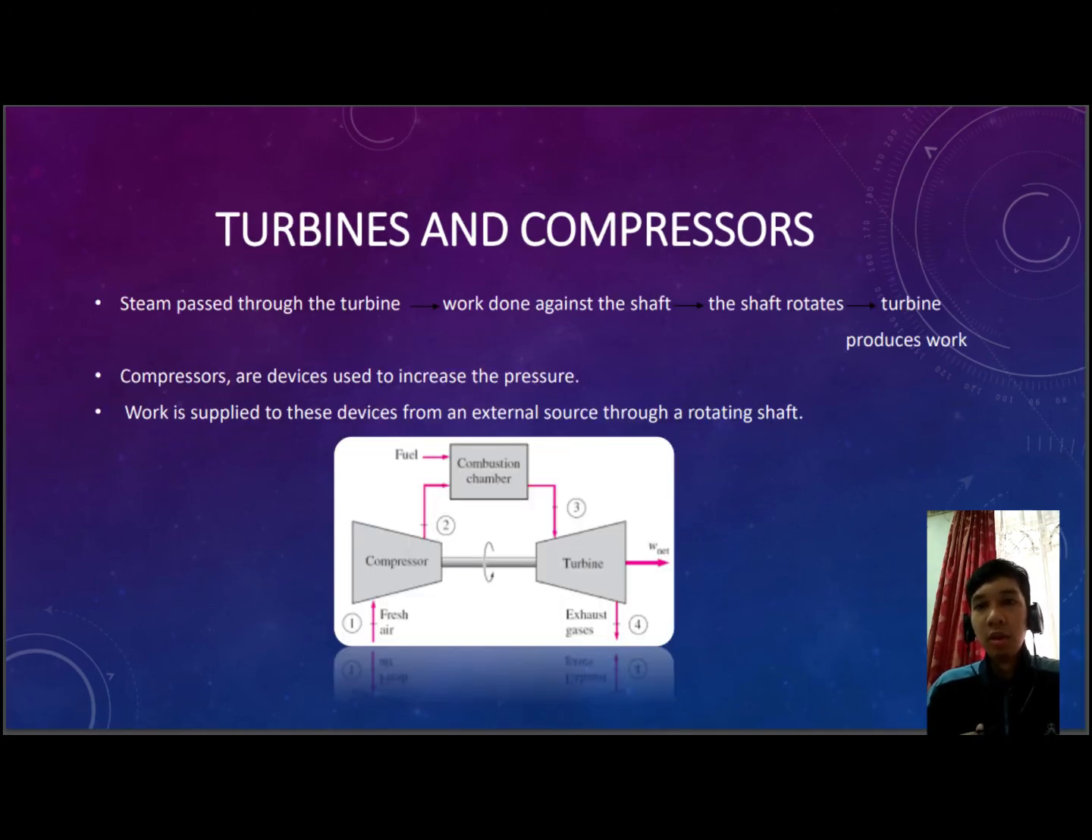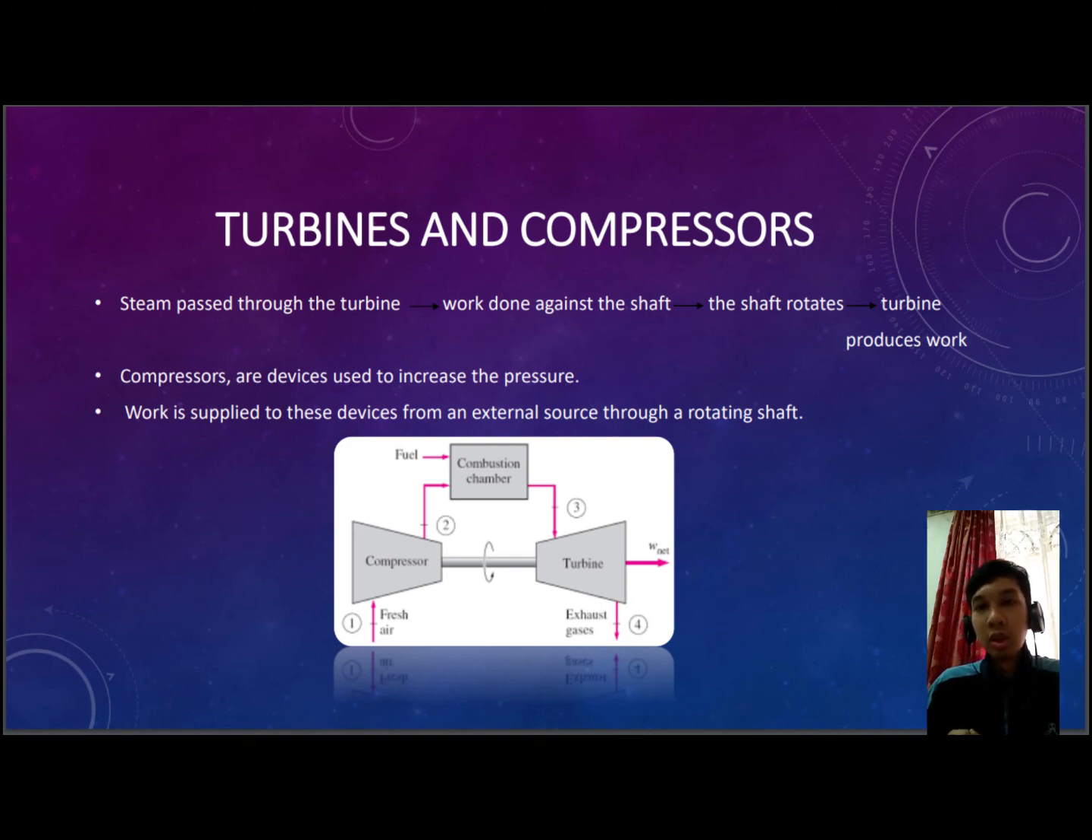Next device is the turbine and compressor. The compressor will gather air from outside for combustion, and the steam produced from combustion will pass through the turbine, and the work will be done against the shaft. The shaft will rotate and the turbine will produce electricity.